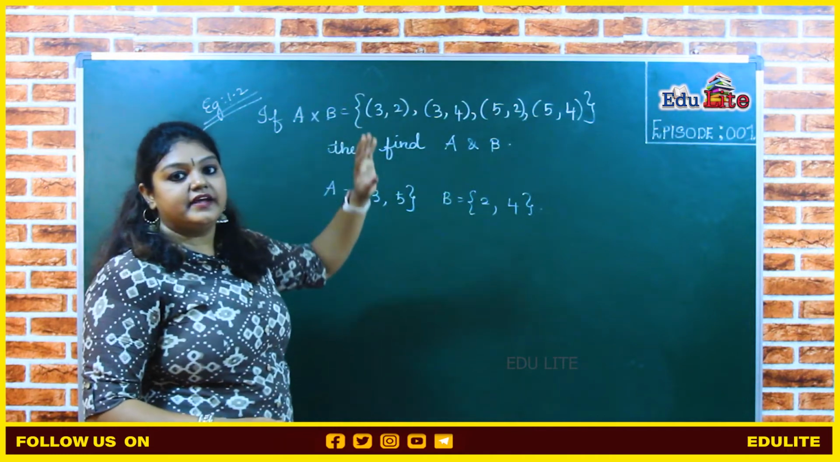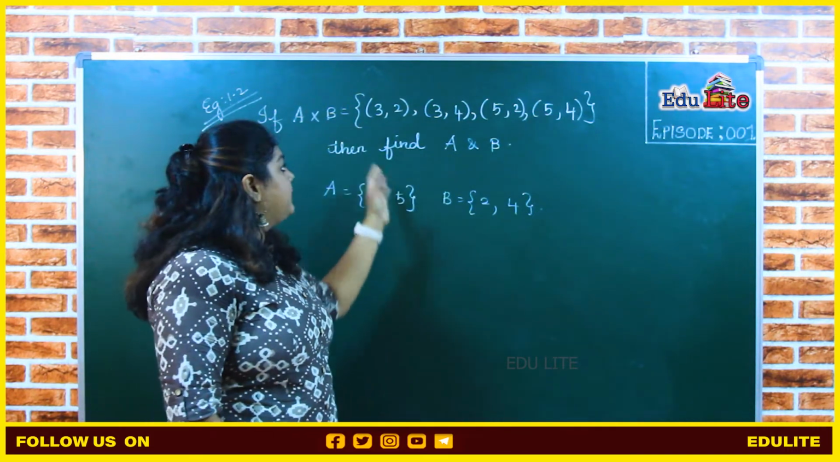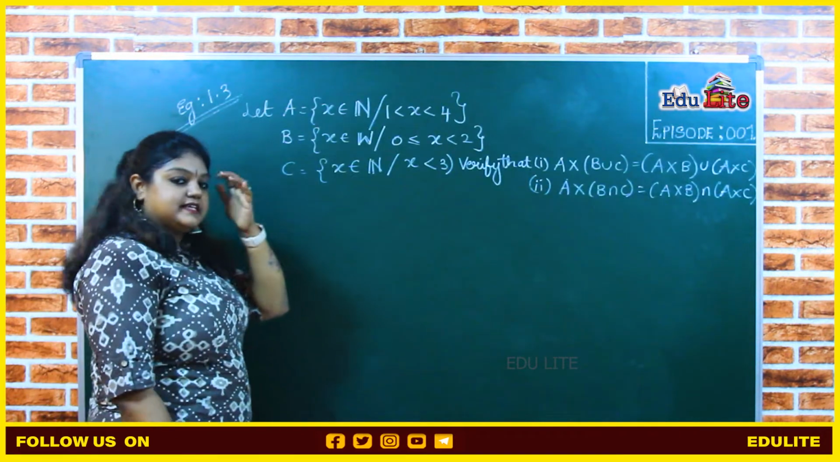So, A cross B is given. We have found out the values of A and B from the given cross product. Let us move on to the next example.